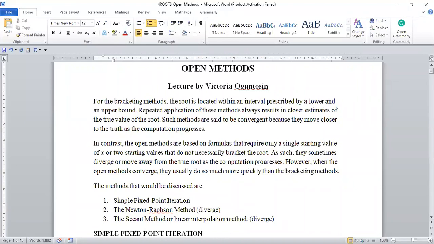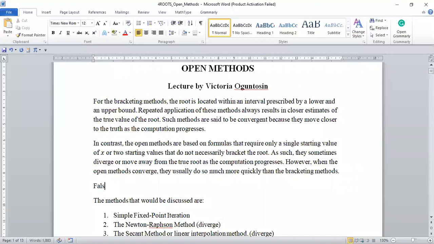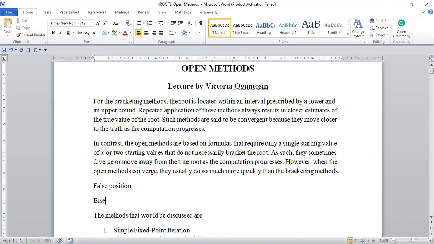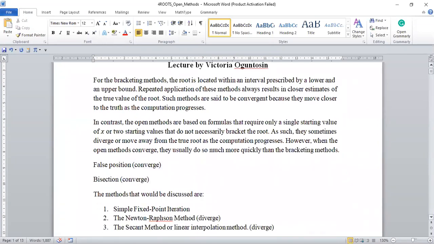But the bracketing methods we considered last week don't suffer from that. They converge. Like the false position method and the bisection method, both of them don't suffer from divergence. They will definitely converge, but they are very, very slow.